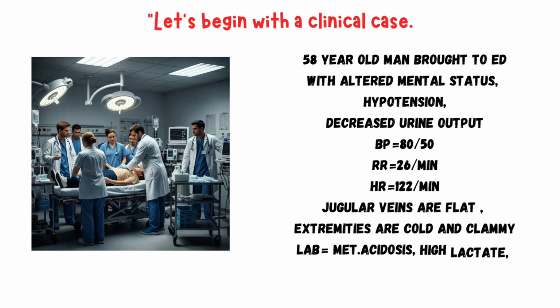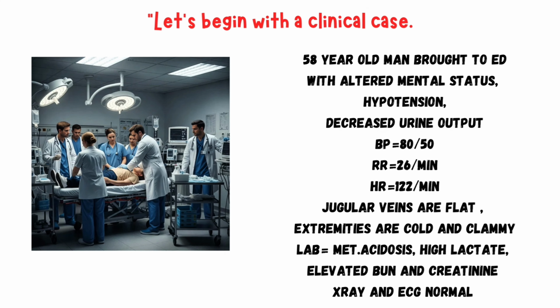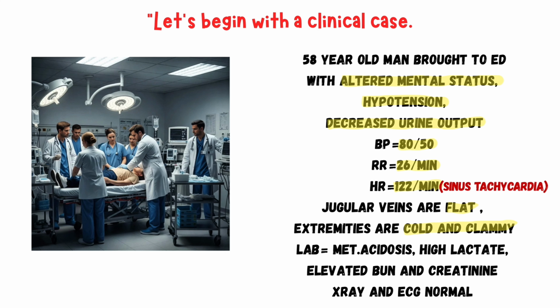Now, a 58-year-old man came to your department with altered mental status, hypotension, decreased urine output. Blood pressure is 80/50, respiratory rate is 26 per minute, heart rate is 122 per minute, jugular veins are flat, extremities are cold and clammy. Lab reveals a metabolic acidosis with high lactate, elevated BUN and creatinine. Chest X-ray is normal and ECG shows normal except sinus tachycardia. This is the classical case of shock.